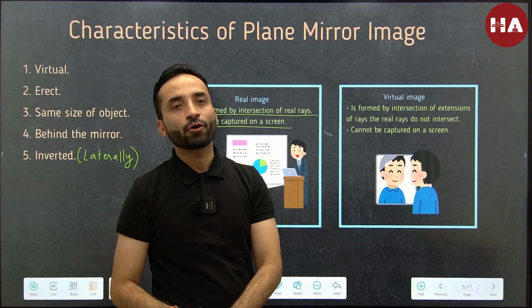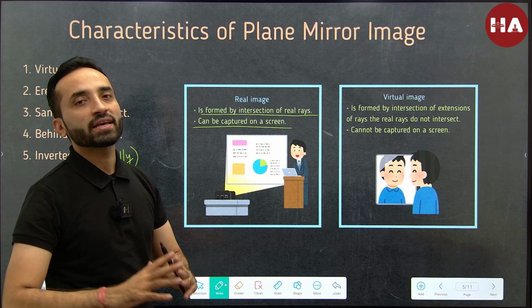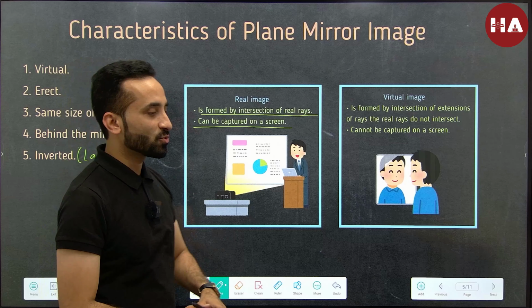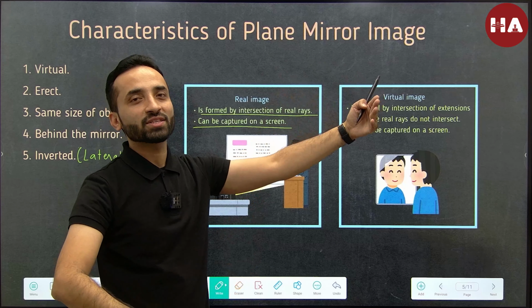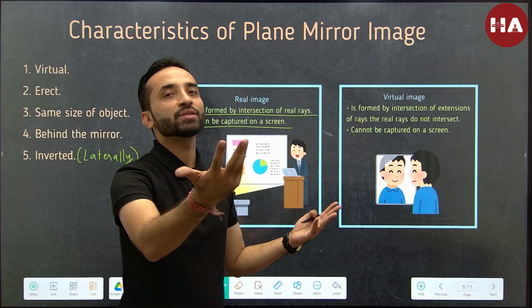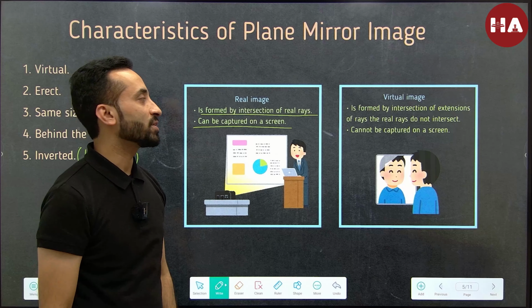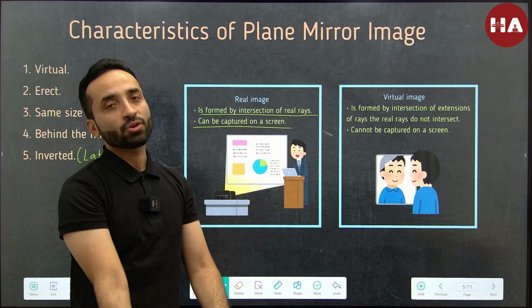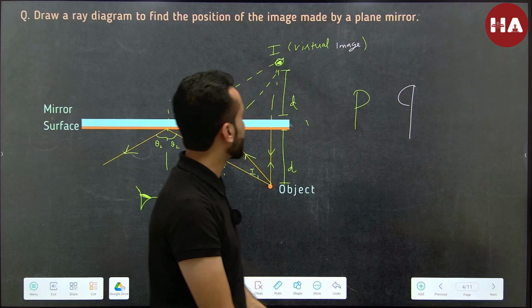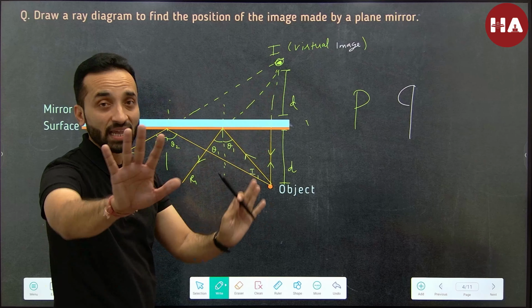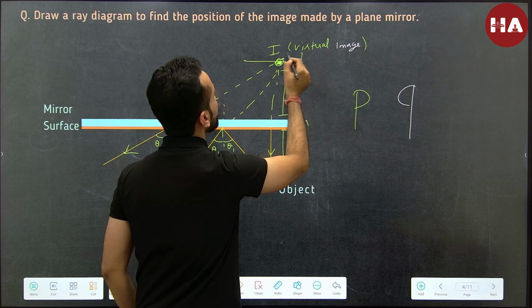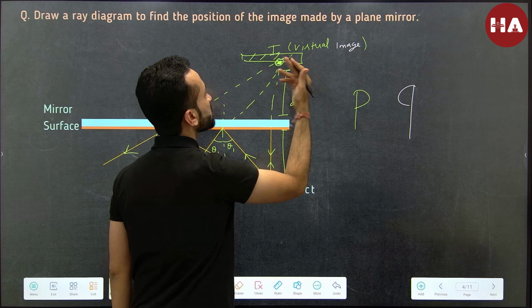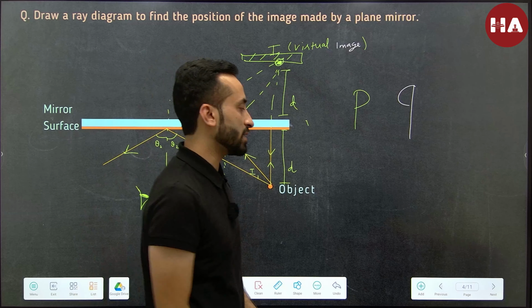While this is of course not on a screen, this is not actual rays. Imagine you are seeing yourself in the mirror. Wherever you are seeing yourself, you cannot have your image on a screen over there, because the rays are actually not there. If you look at the previous diagram, wherever you are seeing yourself, the rays were never there. So, if you have a screen placed here, you will never be able to see yourself on the screen.